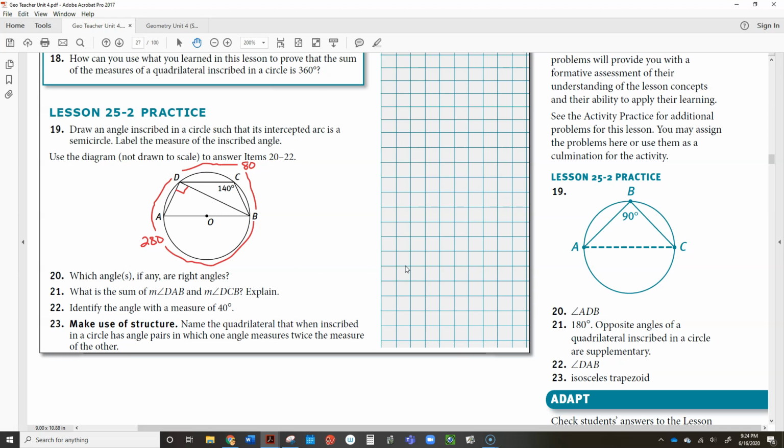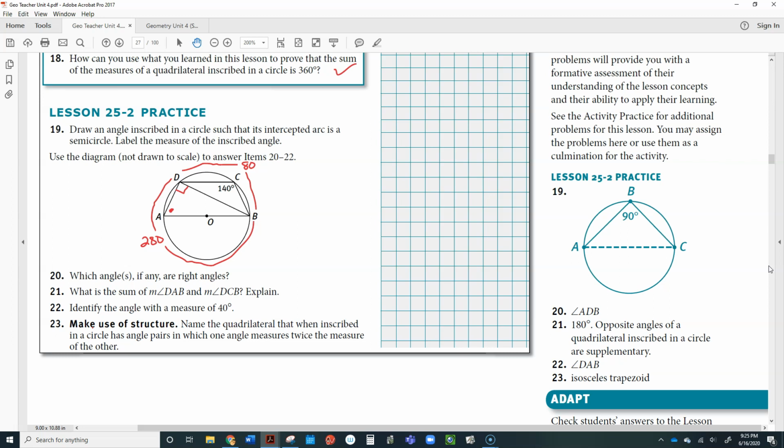Which angles, if any, are right angles? Well, that's a right angle for the same reason that one was a right angle. AB is a diameter. How do I know? I can see it's going through the center. What is the sum of DAB, so this one, and DCB? Do you see the quadrilateral right here? Quadrilateral. Opposite angles of a quadrilateral equal 360. That's what we just did right there.